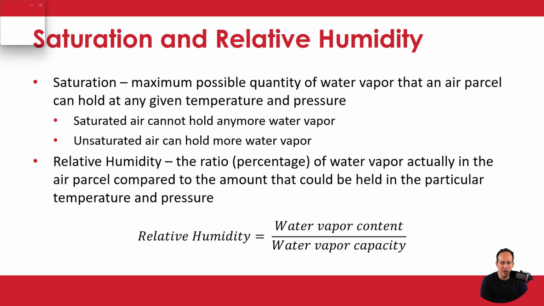So unsaturated just means that the air can hold more water vapor. But once it reaches that 100% saturation point, we call it saturated. That means the air cannot hold any more water vapor. And so if it can't hold any more water vapor, then the moisture will become visible in the form of fog, clouds, and so that's what saturated air is.